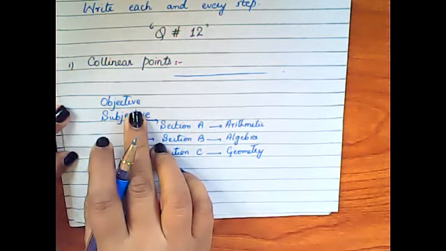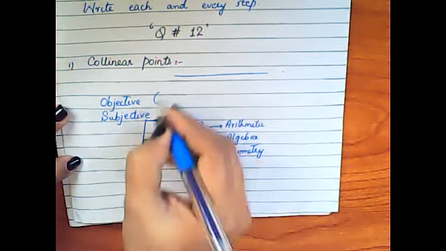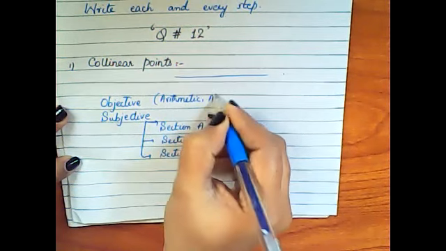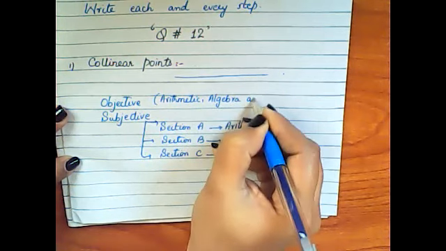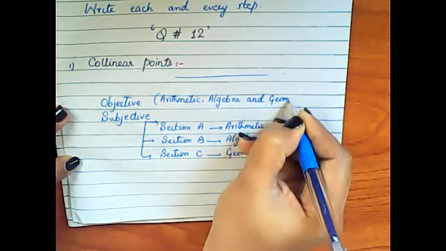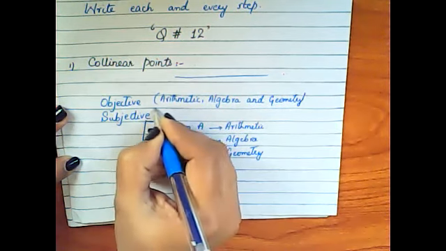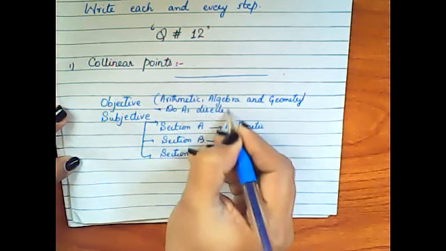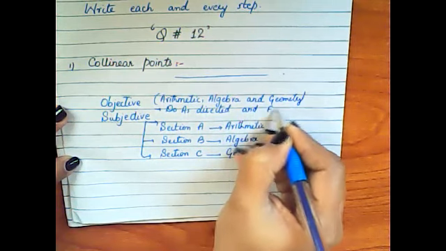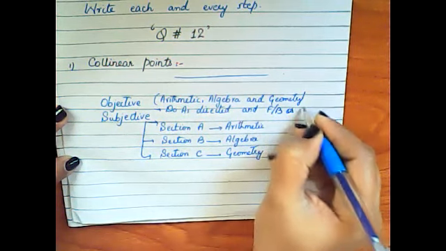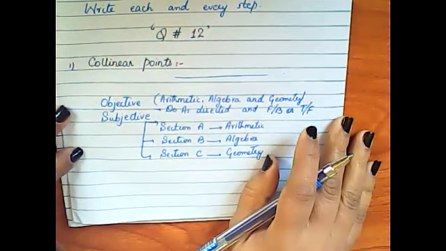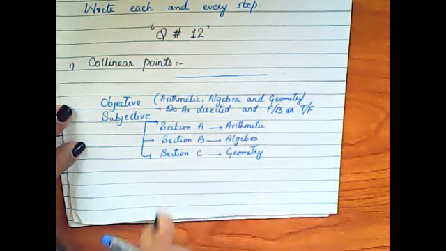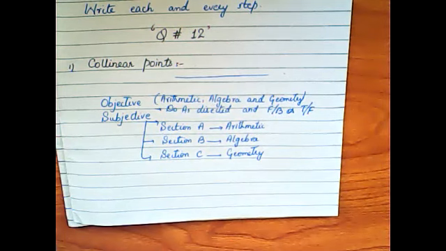And in objective, questions will come from all sections, all portions: arithmetic, algebra, and geometry. And you have two question types: do as directed, and fill in the blanks or true false. Understand? Do as directed is in the subjective portion; in the objective portion you have to write down the answer directly. Is it clear?